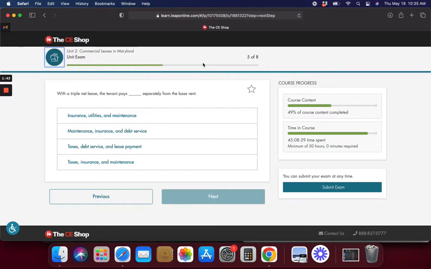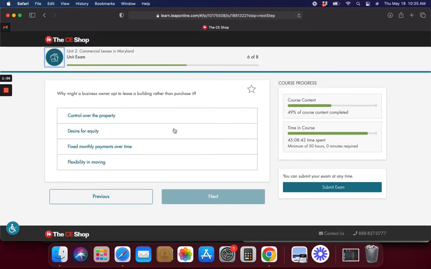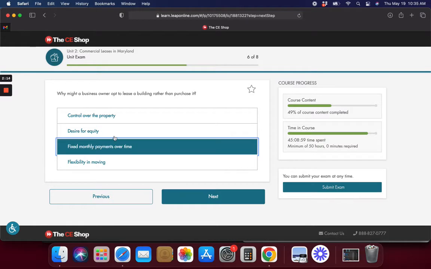All right, with a triple net lease, the tenant pays insurance, utilities, and maintenance separate from the base rent. Why might a business owner opt to lease a building rather than pay it off? Fixed monthly payments over time.